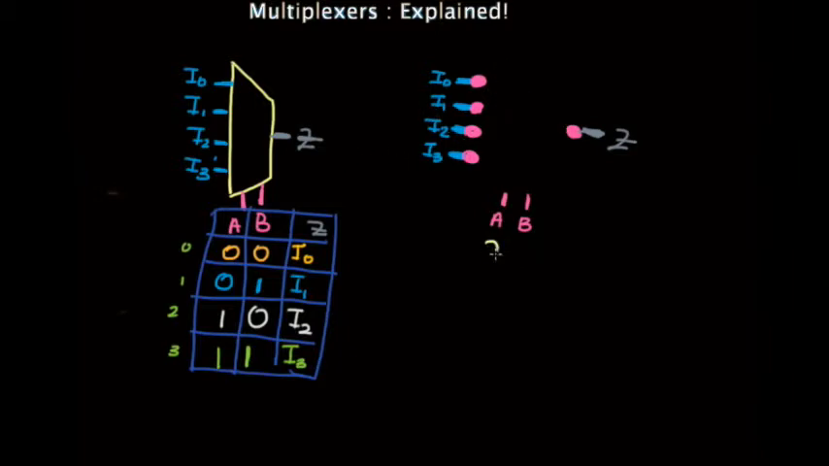So now let's say our A is 0 and B is 1. That correlates to I1. And in that case, Z is going to configure itself to I1 here, and any information in I1 is going to go to Z. And if A was 1 and B was 0, Z is just going to connect itself to I2, and any information from I2 is going to come down to Z. Same thing for I3. So that's all that happens in the multiplexer.